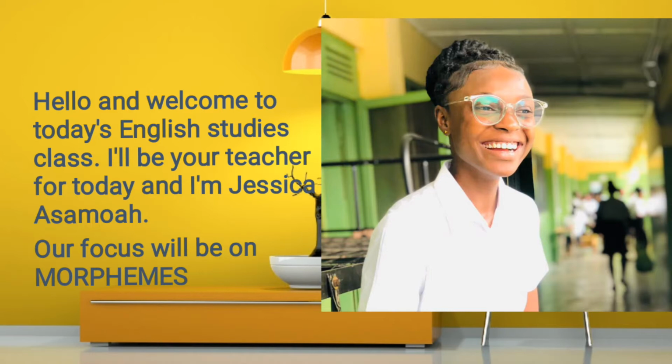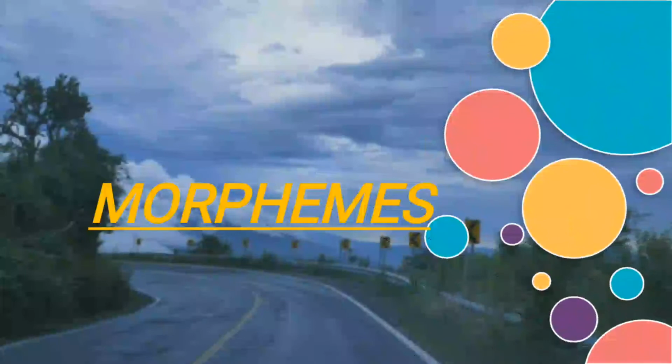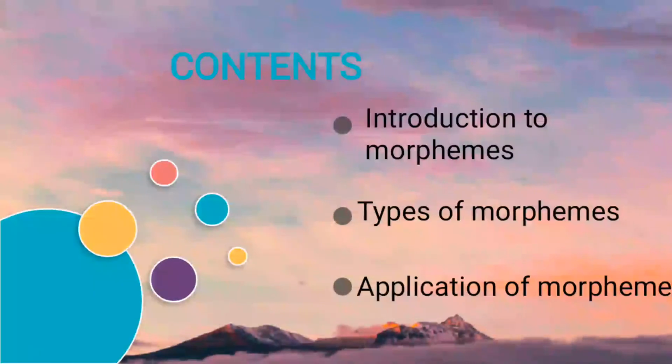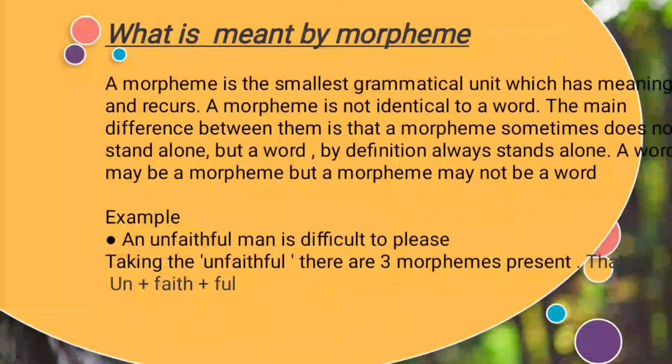Our focus today will be on morphemes. Morphemes. What we are looking at under morphemes today: first of all, the introduction to morphemes, what a morpheme is and what it is made up of. 2. We move to the types of morphemes and the various parts in which they are grouped. And 3. The application of morphemes. And finally, we look at some questions under morphemes.